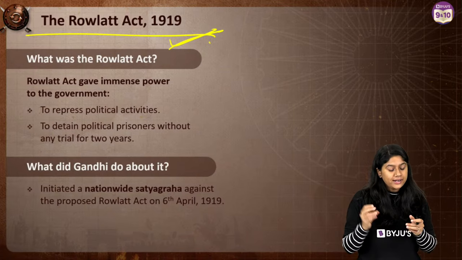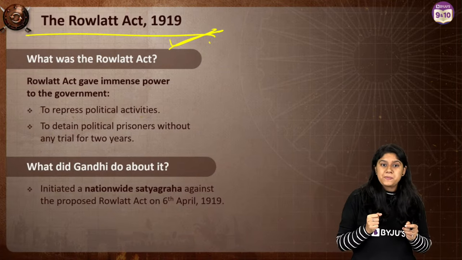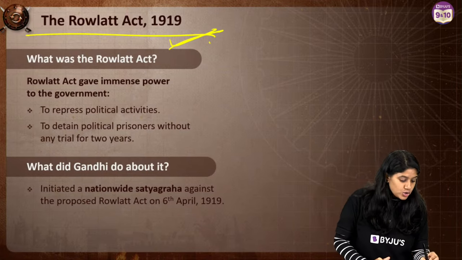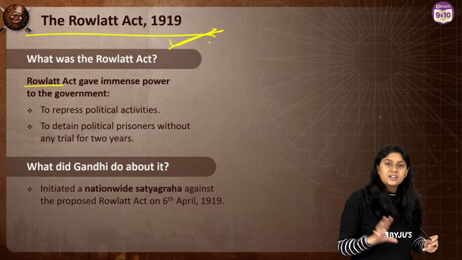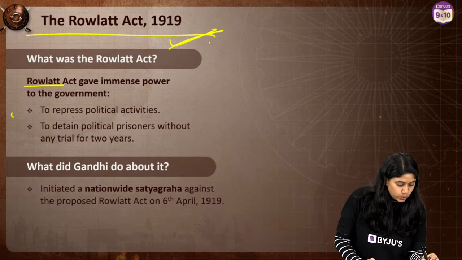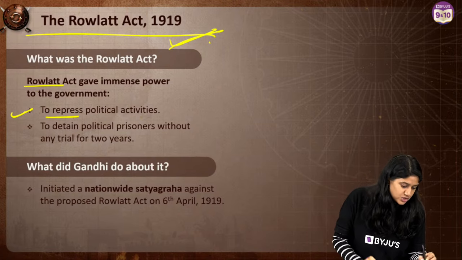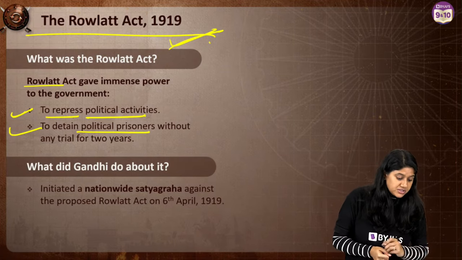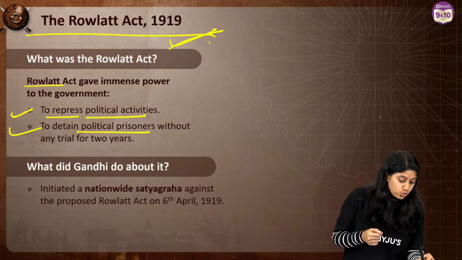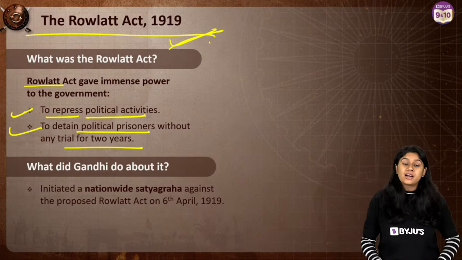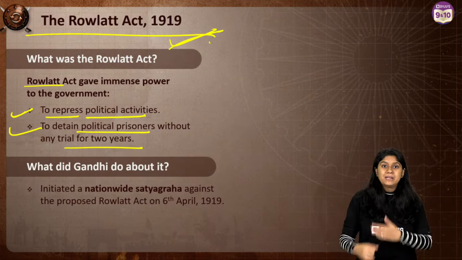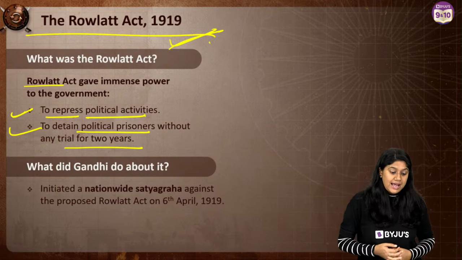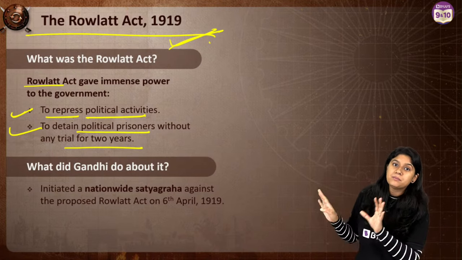So what did we see in this act? Let's quickly see. Have I increased my pace? If all of you are with me, I'm with you on this. This particular act gave the government the power to suppress and repress political activities, and to detain any political prisoner without any trial for two years. So you know what the government can do now? For example, if I am a Satyagrahi, a freedom fighter, they can actually arrest me and put me behind bars.